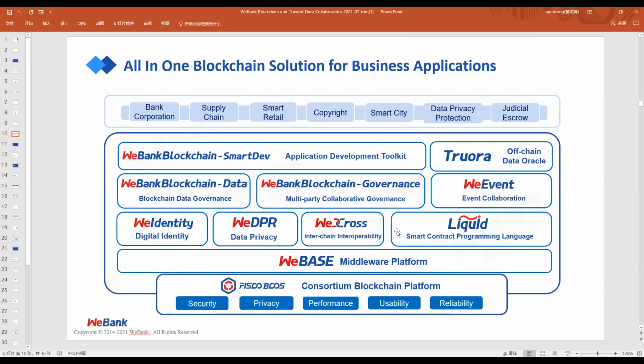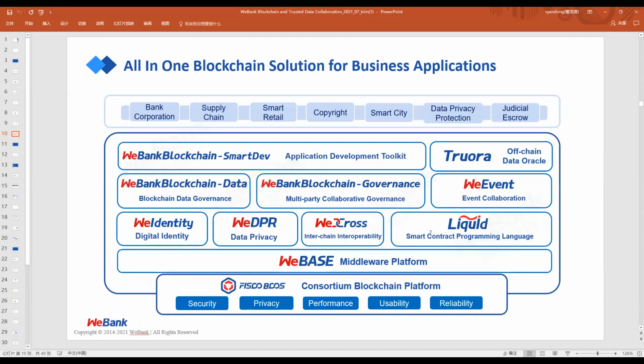We also work on the cross-chain part. It's not the only choice, because existing systems may already be running on another type of blockchain, but we still want to interact with them. They don't have to rebuild their chain or replace their existing system; they can use vCross as an interchain interoperability layer to connect information from two different types of blockchain.